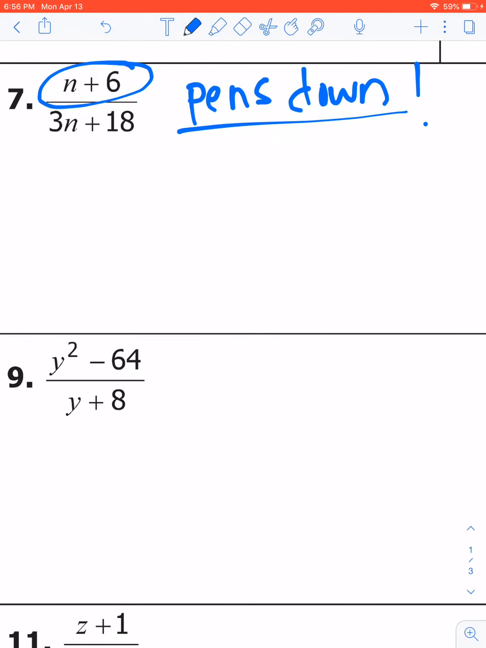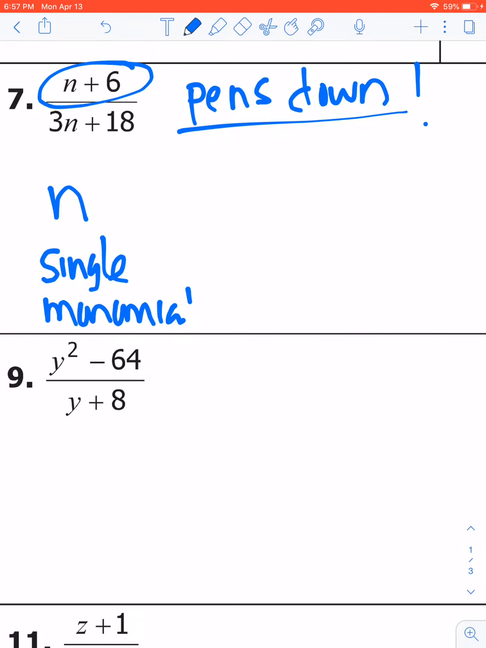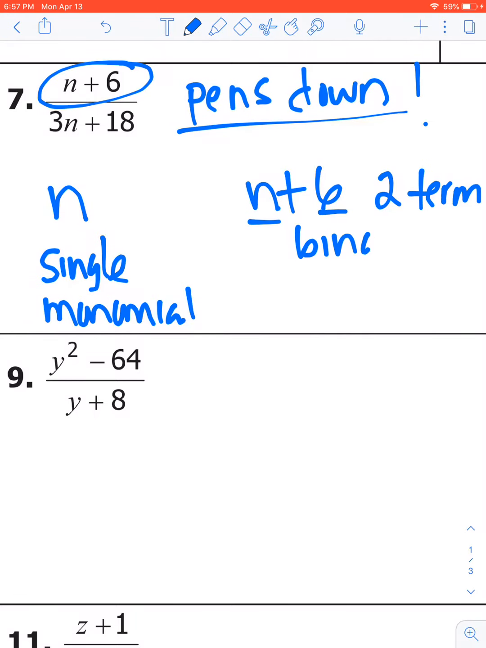is attached to the 6 by a plus. When I have an n, that is a single monomial. But when I have an n plus 6, this is now 2 terms. This is a binomial. The only way that I can cancel out another n plus 6 is if I have an n plus 6 on top and bottom.